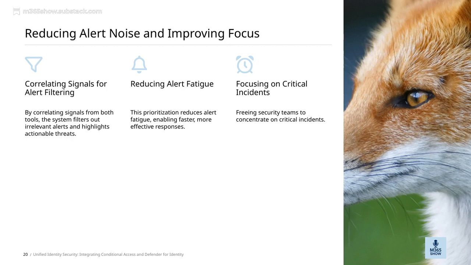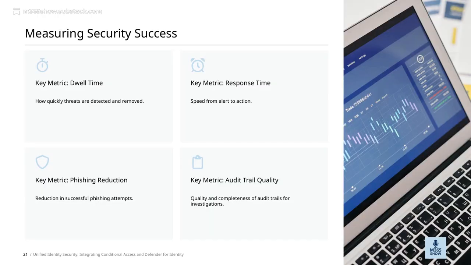It aligns with our goal of making security operations smarter, more efficient, and more focused on safeguarding our organization from real risks. Let's take a look at how we can measure security success through unified identity security. First, one of the key indicators is the quality and completeness of our audit trails for investigations. This really highlights how well we're able to track and understand security incidents when they happen.